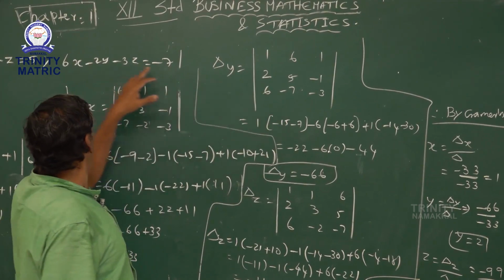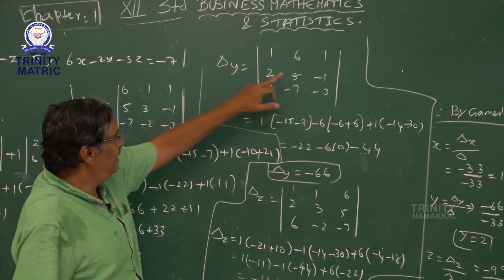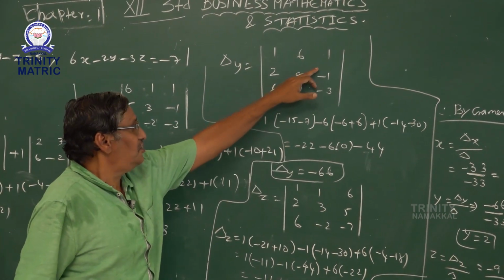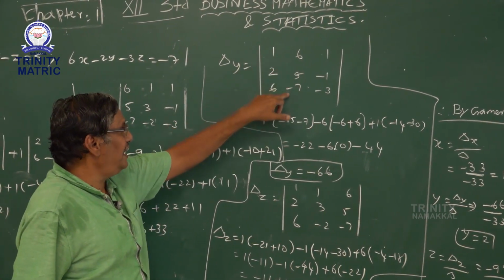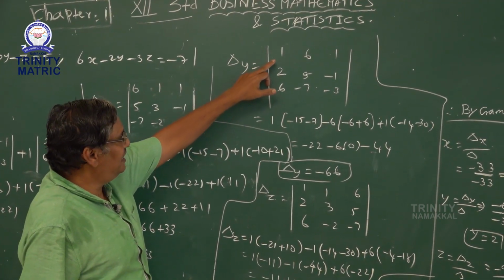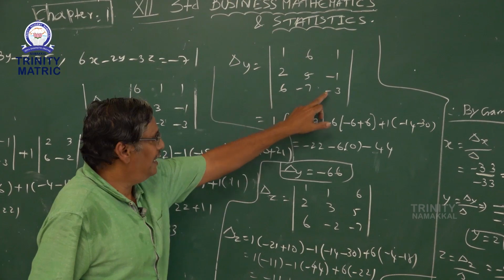You have to put B matrix element 6, 5, minus 7. 1, 2, 6. That is the coefficient of x. This is coefficient of z. Instead of y, you have to put 6, 5, minus 7. That is del y.